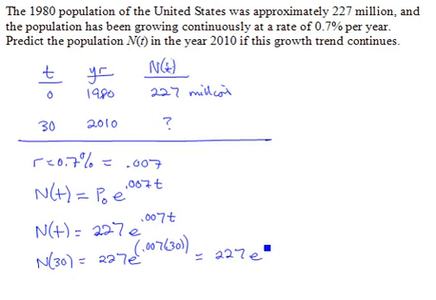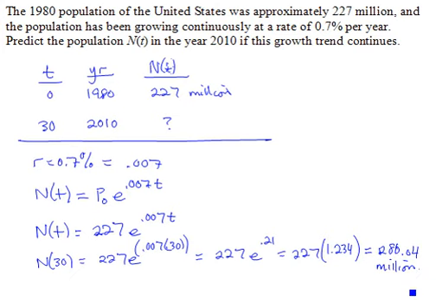That's e to the 0.21, which is equal to 227 times, if you compute e to the 0.21, you get 1.0234 or so. And multiplying that out gives us an approximation of the population in the year 2010. I get 280.04 or so million people.